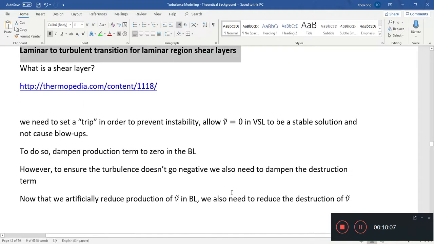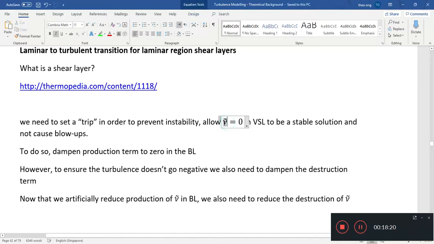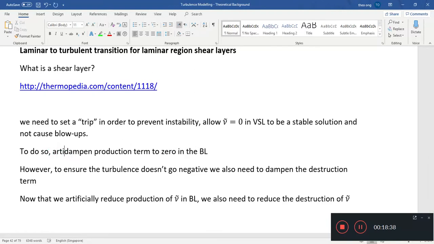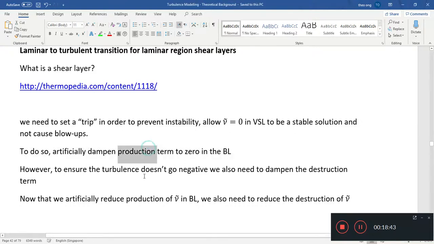and of course the problem of transition, necessitates us to set a trip to prevent instability. So the idea is to allow the nu tilde, which is not turbulence viscosity anymore, it's just a nu tilde, to become 0 in the viscous sublayer, and to have a stable solution and not cause blowout. So what we do to ensure this stability is to artificially dampen the production term to 0 in the boundary layer.